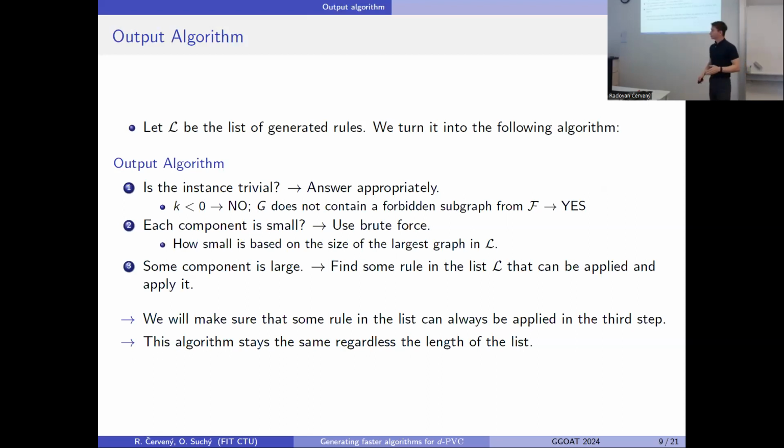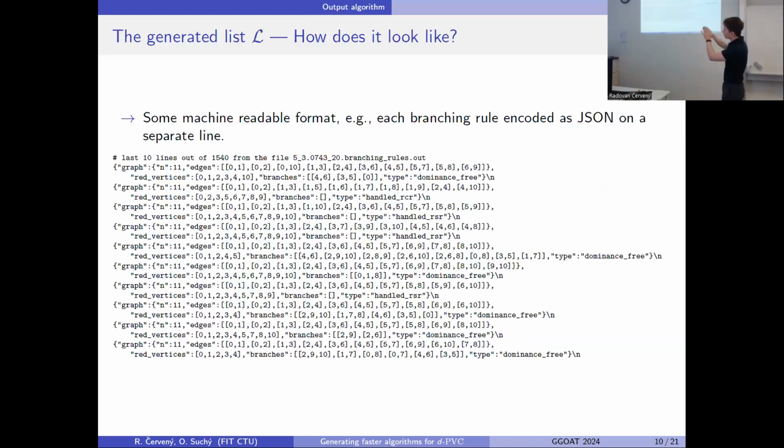Just an example of how this list of the branching rules can look. It will be given in some machine readable format. It's a compressed archive, for example, and each line will describe the graph, vertices, edges, the red vertices, and the branches, something like that. Of course, you can think of some binary encoding, whatever, but this is sufficient. This is also semi-human readable.